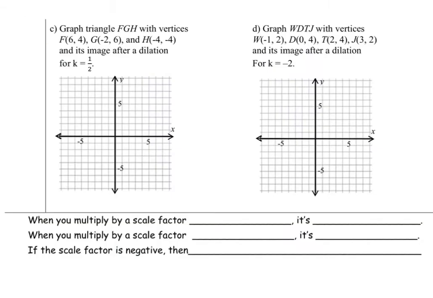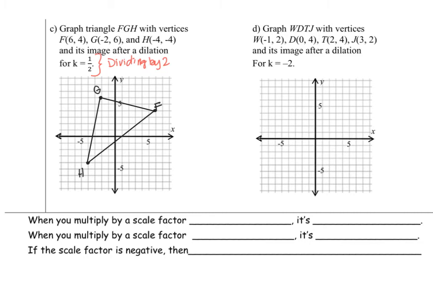If you look at letter C, we're going to graph the triangle FGH with the following vertices, but this time we're going to apply a dilation of 1/2. Go ahead, pause the video to graph the triangle. Here is what your triangle will look like. Notice that my k is a fraction. Multiplying by a fraction of 1/2 is the same as dividing by 2. So we're going to take each of these vertices and divide them by 2 to get the image.